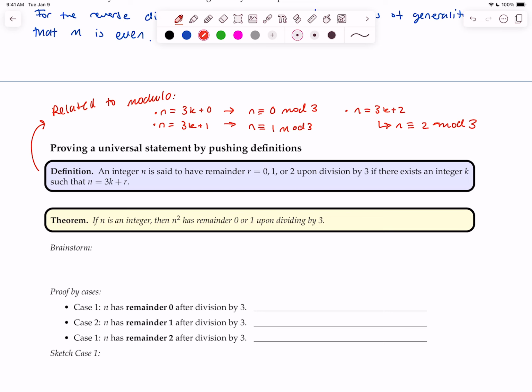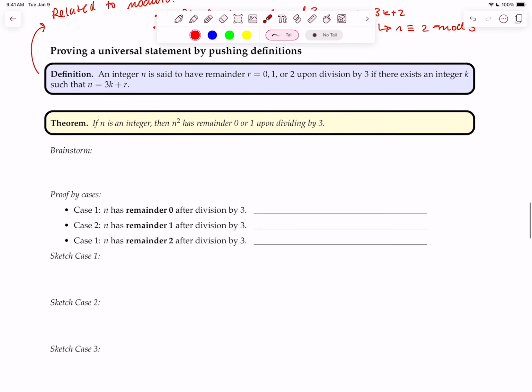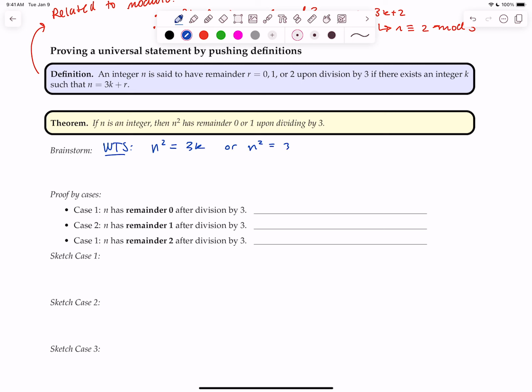Okay, so we're going to work with this definition, and now we want to prove this theorem. If n is an integer, then n squared has remainder either 0 or 1 upon dividing by 3. So let's do some brainstorming. We want to show that n squared is 3k plus 0, which just goes away, or maybe n squared is equal to 3k plus 1. Notably, that it is not 3k plus 2.